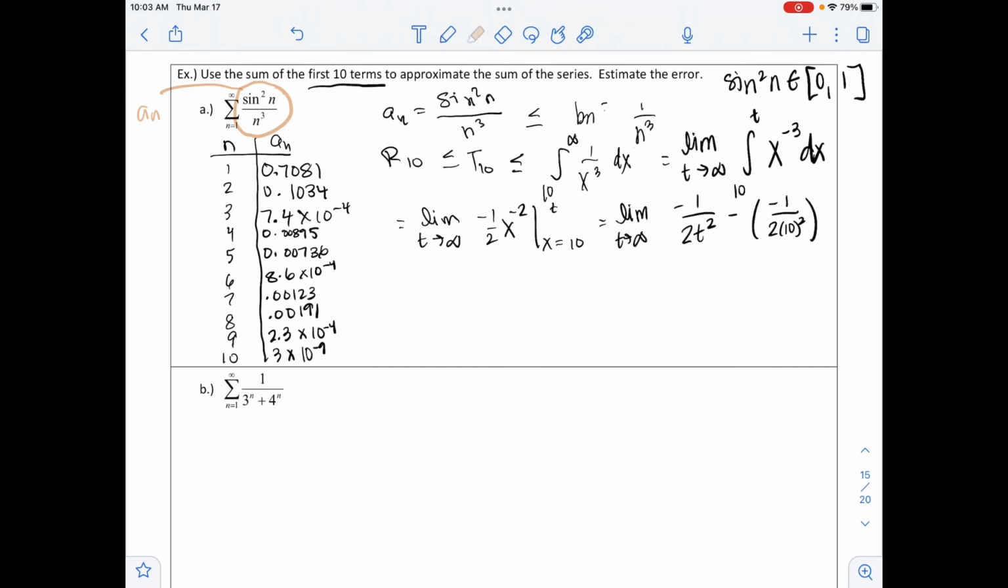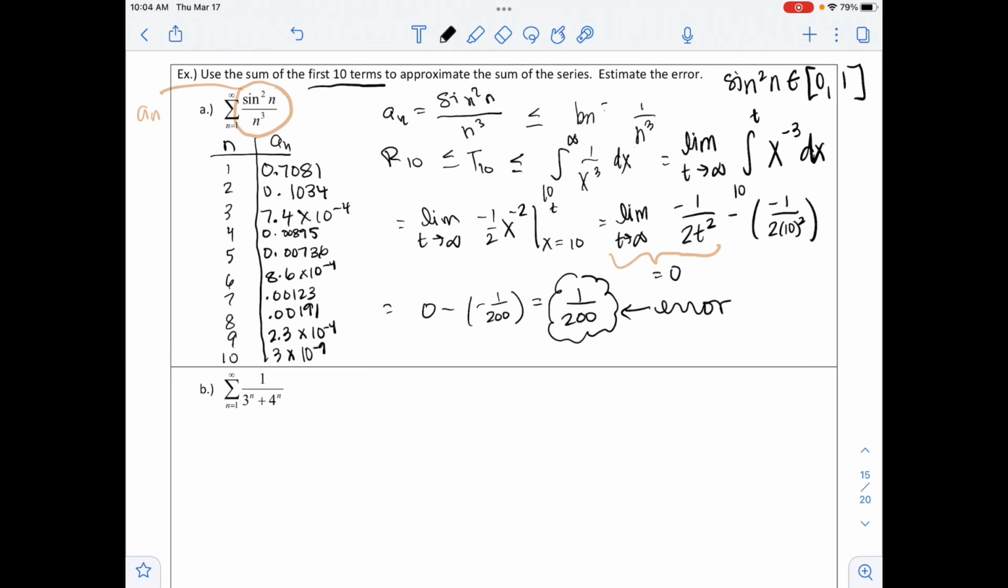And first thing to note is that the limit as t approaches infinity of negative 1 over 2t squared, as that denominator gets larger, this limit is going to go to 0. So this will equal 0. And so we have 0 minus negative 1 over, and then 2 times 10 squared will be 200. And so this equals 1 over 200. And so this value that we have here is our error.